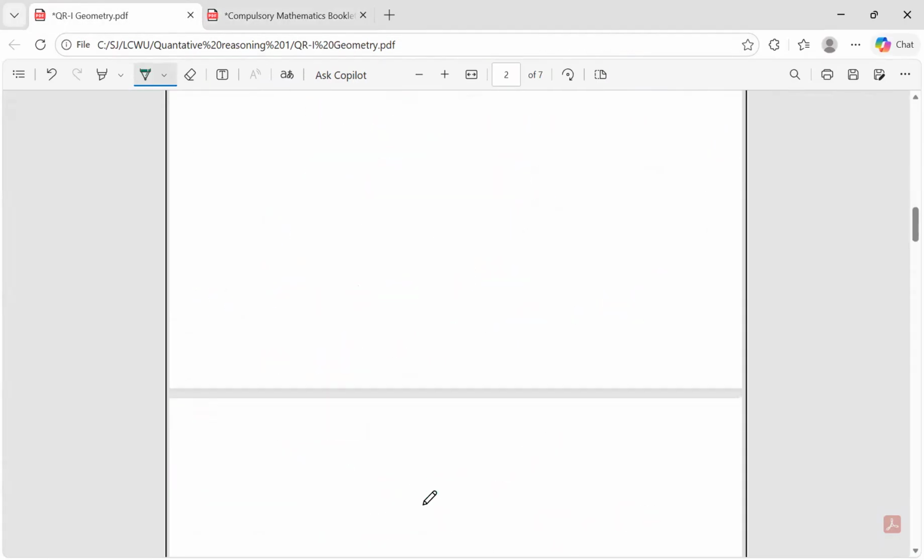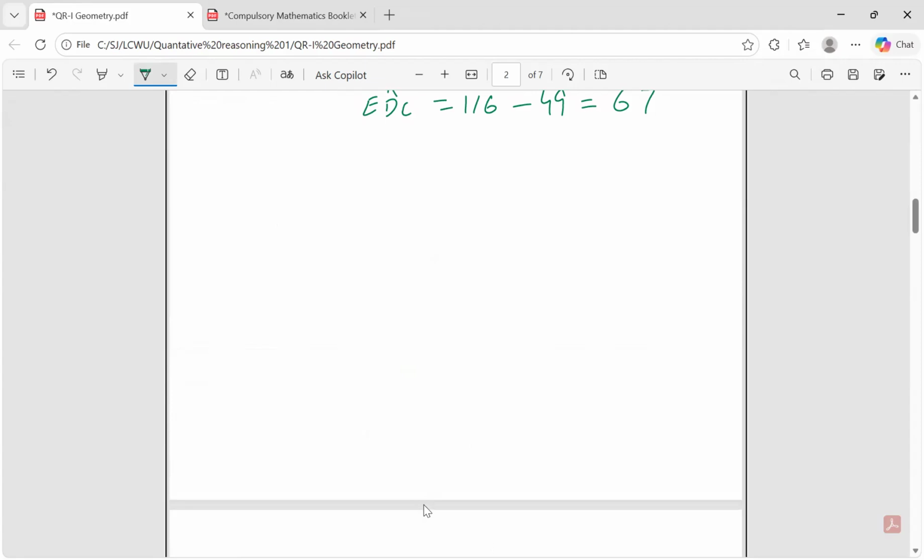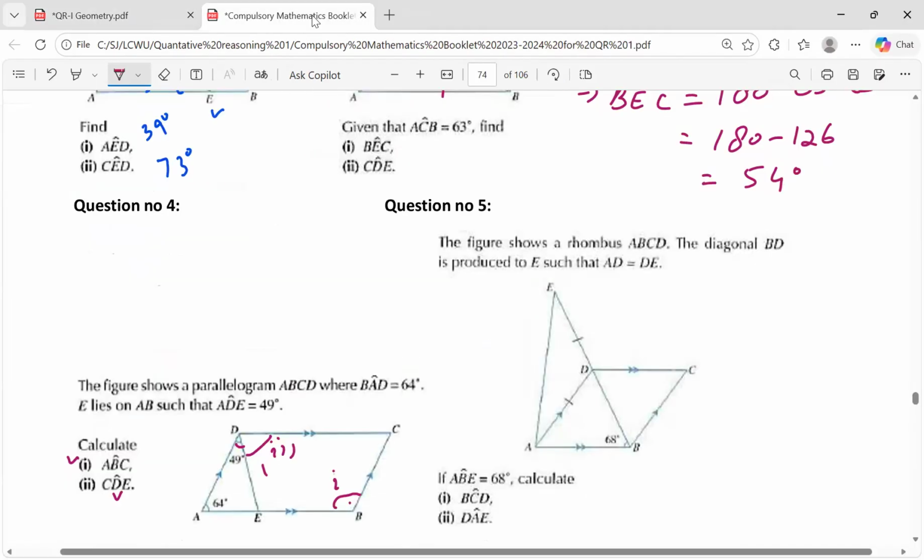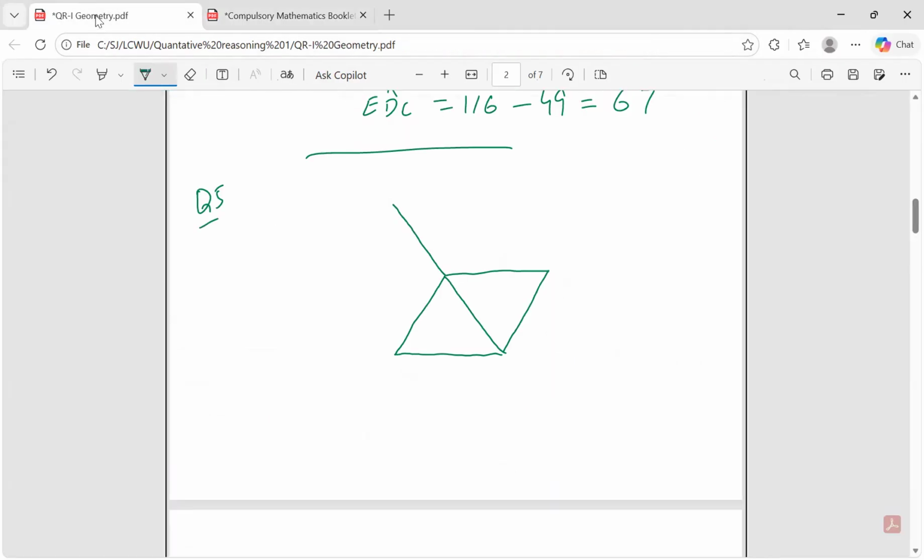Let's draw this figure over here. You are given question number 5, a rhombus, and you have produced this diagonal to a point E. So the labeling is A, B, C, D, and the diagonal is produced to E such that this length is equal to this. And since it is a rhombus, the length of all the sides is equal.